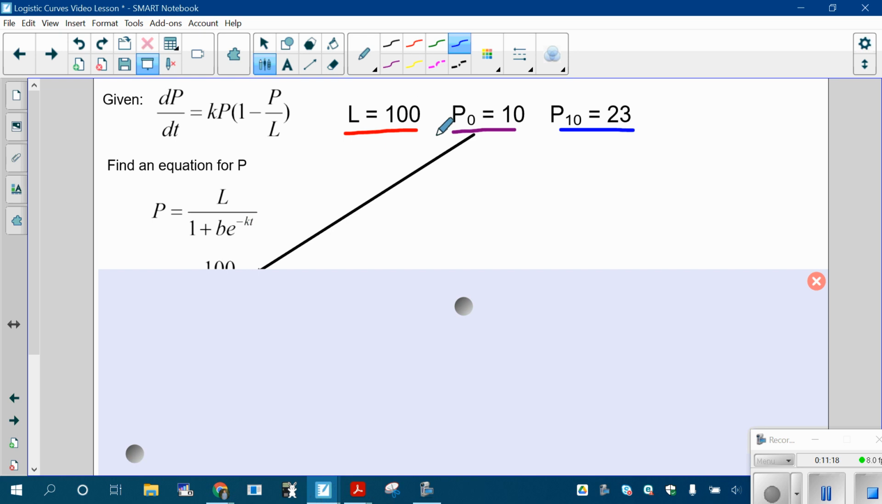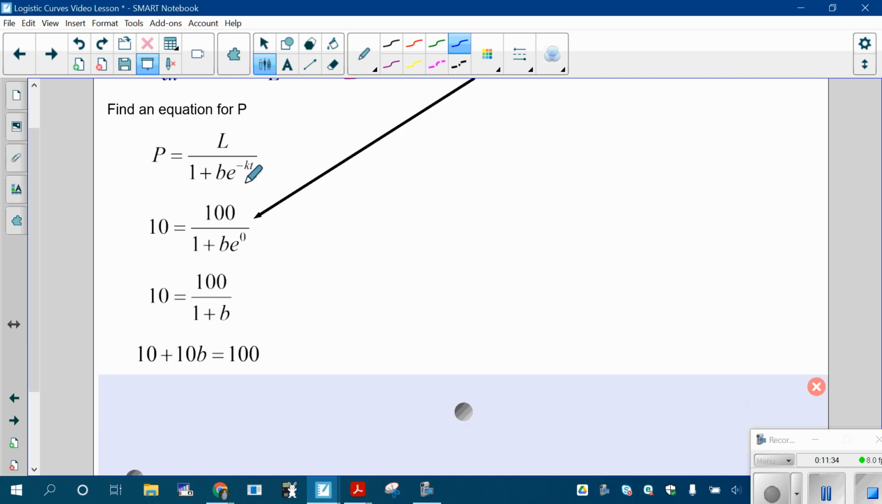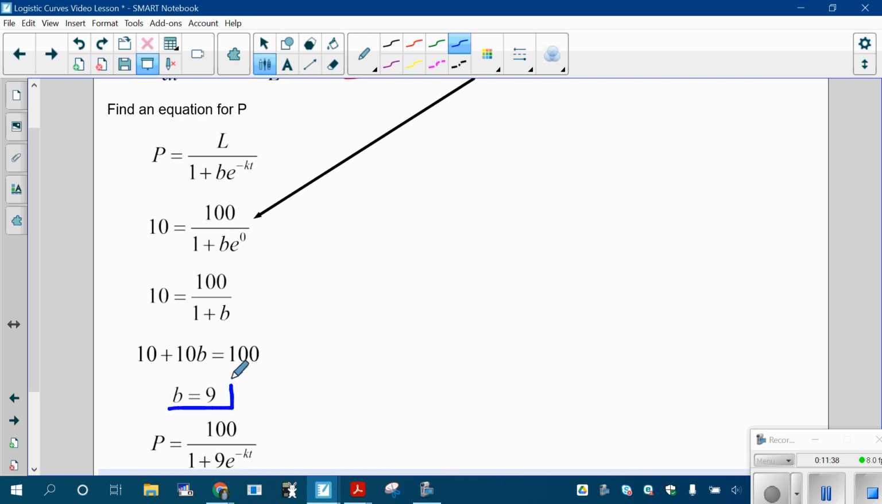Okay. Which point should I stick in first? If you stick in the point that's associated with time equals 0, it's going to be easier. Okay? Because that's going to be easy. If you stick in 10 for the population and 0 for the time, you get this equation. Easy. The k just went away. It was just a linear equation, and we solved for b equals 9.